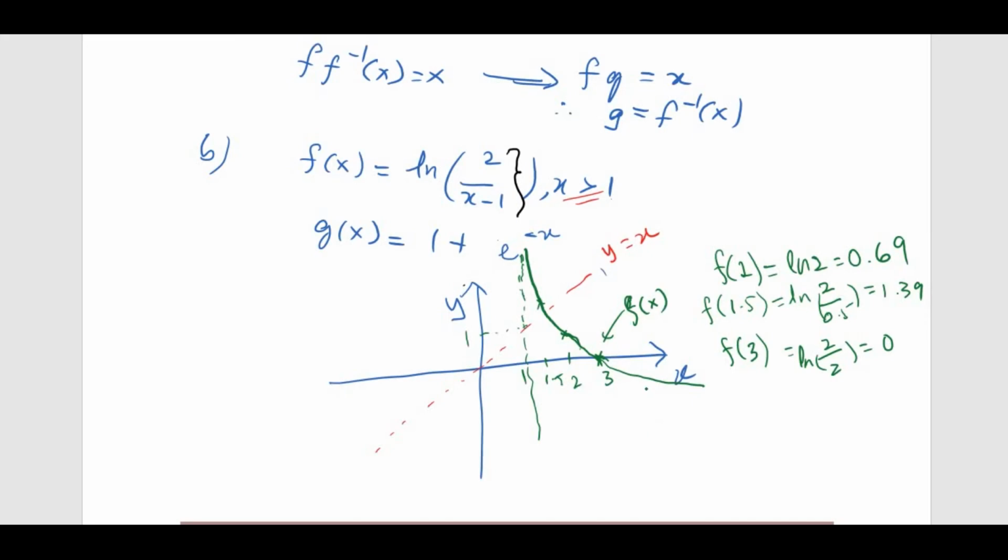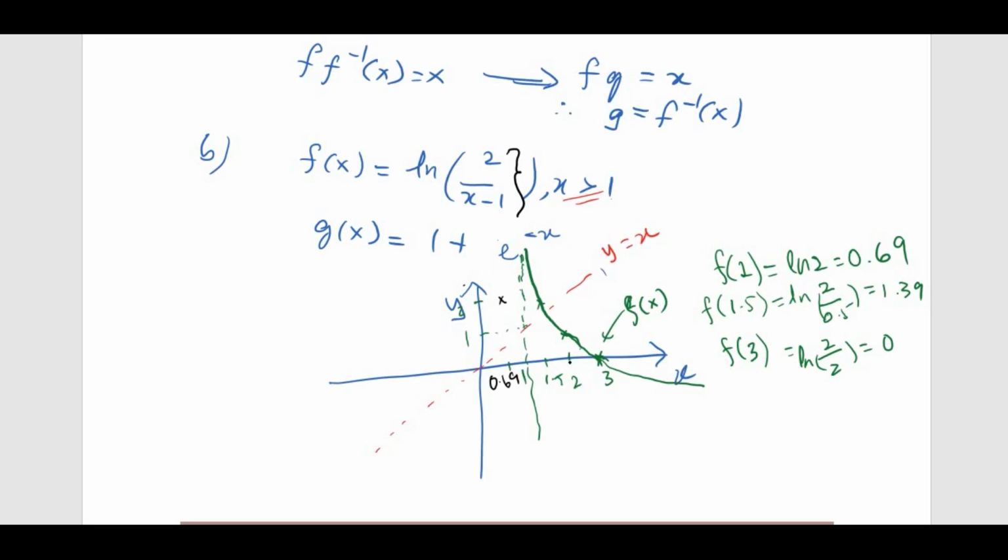Since they are inverse to each other, just take these points. The first point will be 2, 0.69. So let's say this is 0.69, and here we have 2. This is the point. Let me choose another color, let's say black. So we have 0.69 and 2 here. This is the point.